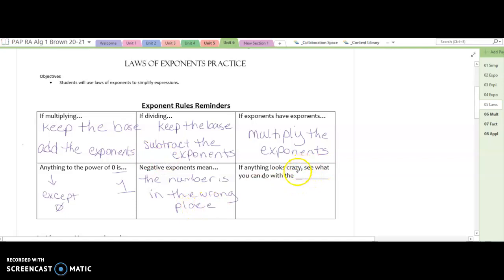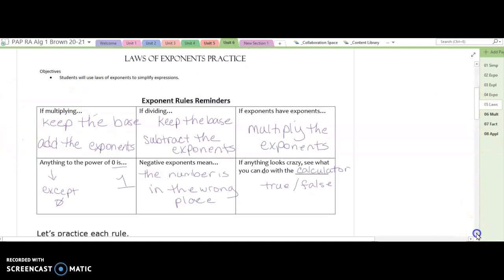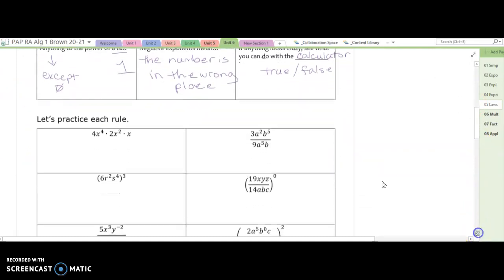And if for some reason something looks real crazy, see what you can do with your calculator. Remember, you have true, false. Some things you can graph and match, if it is a multiple choice type thing. All right, let's go down here and practice each one of these rules.